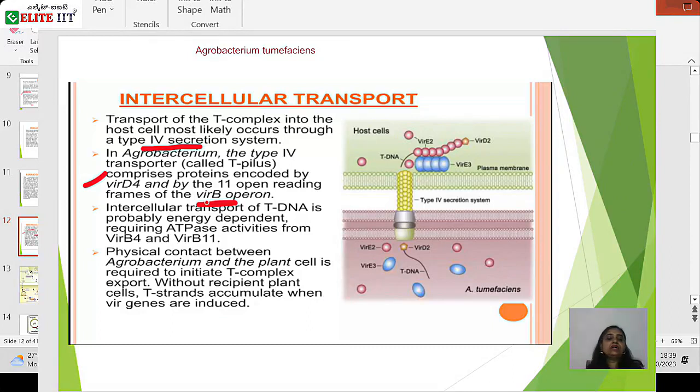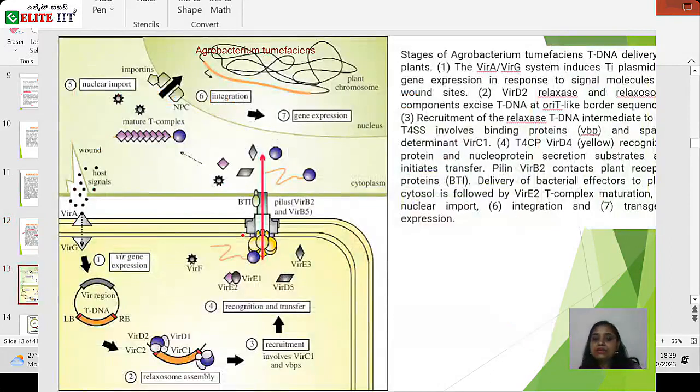Okay. Now you can understand the table. Again, is anything else given or not? Let's see. In this case, stages of agrobacterial delivery to plants. VirA and VirG system induces Ti plasmid Vir gene expression in response to signal molecules at wound sites. This is the first step. I told you, A and G. First of all A, then G is activated whenever a phenolic compound is coming.